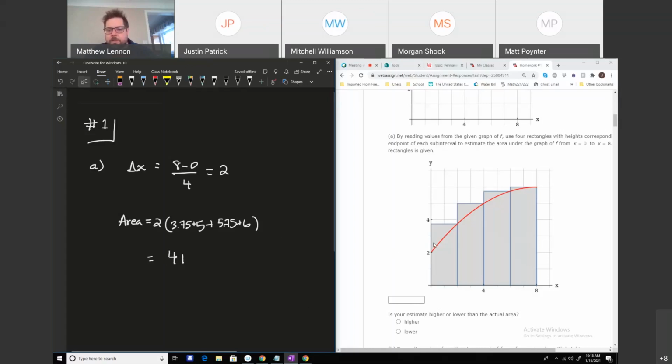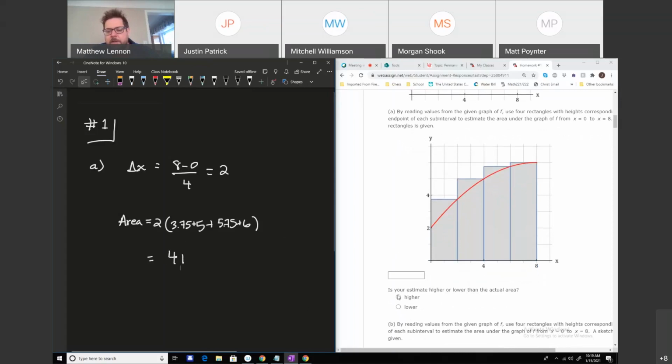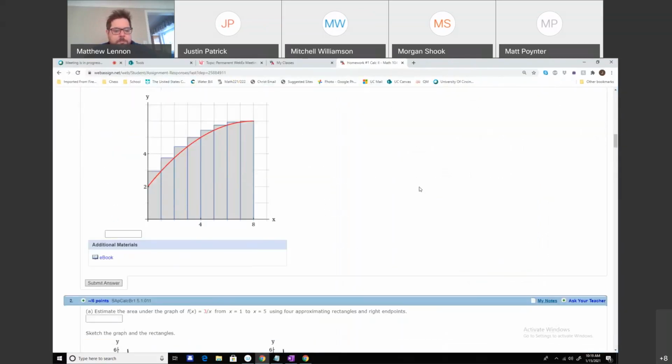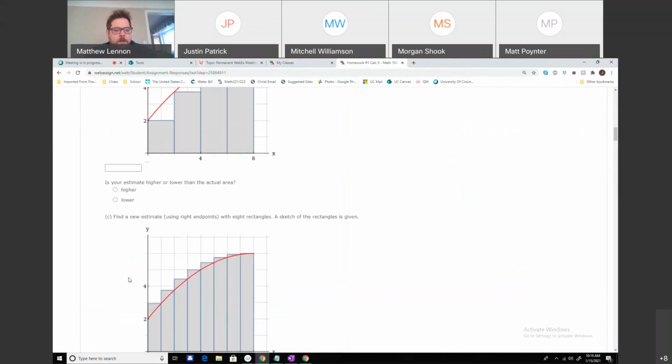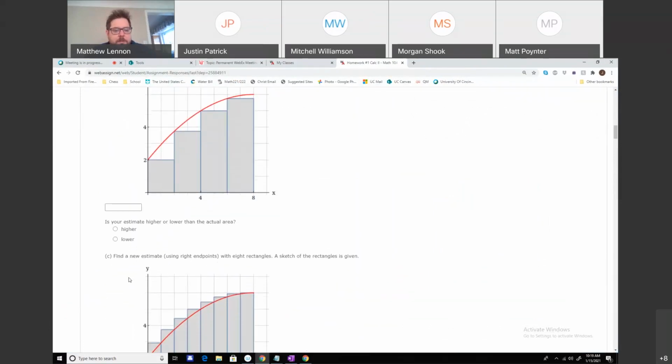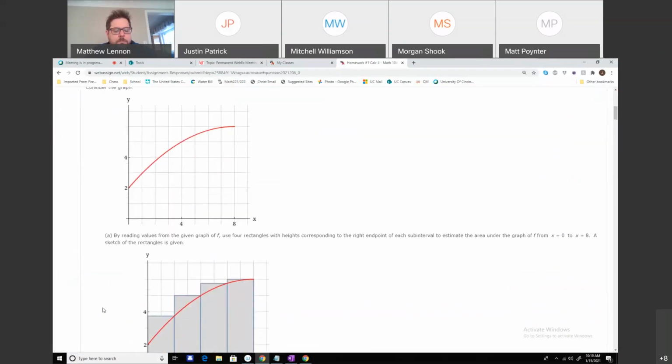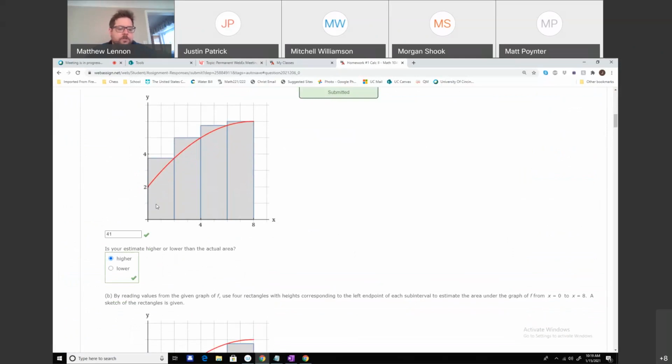And again, notice that the rectangles are adding these extra pieces above the red curve. So we know that at least the area is going to be higher. And 41. So I don't know what the easiest way to check that is. I think go all the way to the bottom, submit answer. B and C look like they're going to be similar to me, but I'm just curious how well my guess worked for 41. Okay, so it took 41.